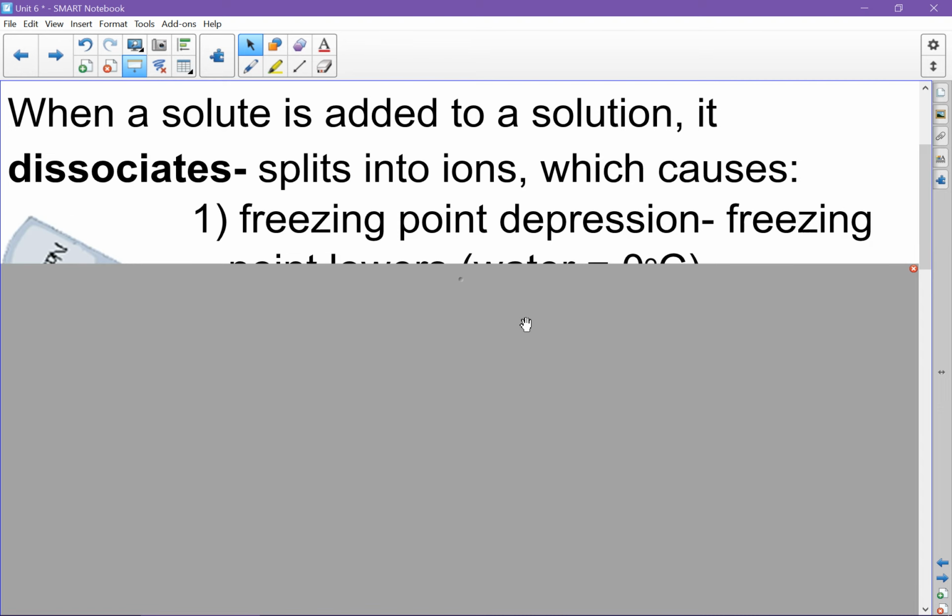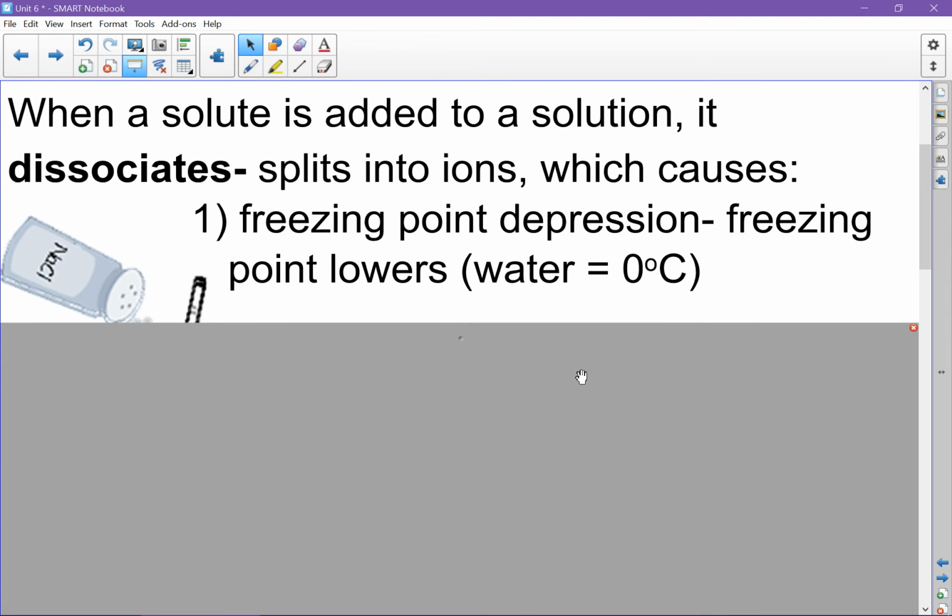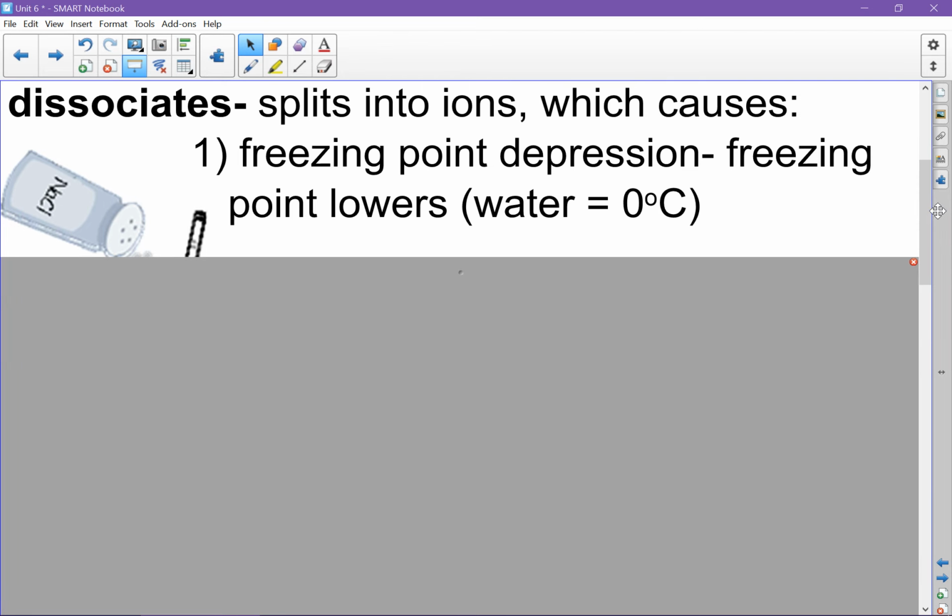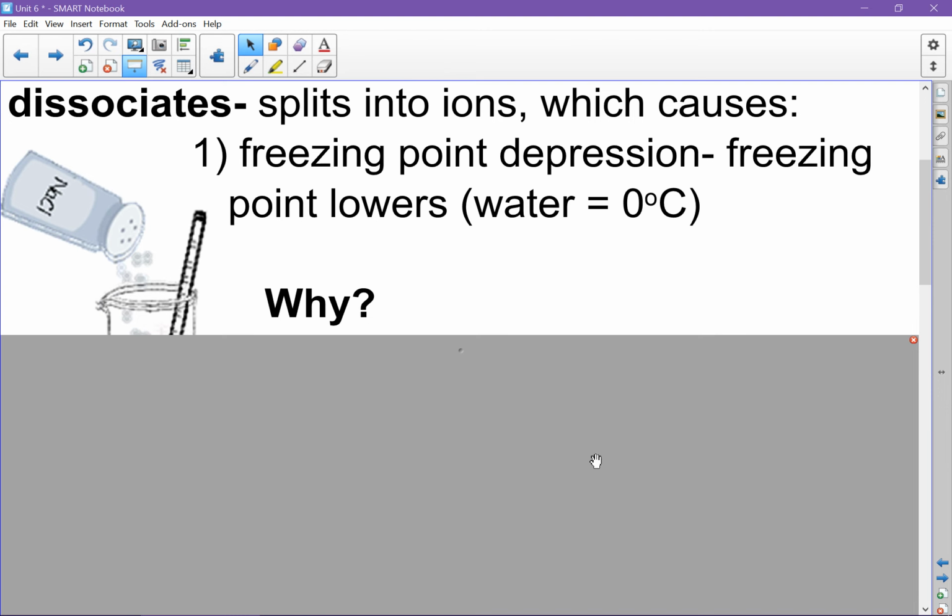You could get what's called freezing point depression. What that means is the freezing point lowers. Water normally has a freezing point of 0 degrees Celsius, but when I put salt in it, it might go down to -5 or -10 degrees Celsius. It goes lower than it normally should. The reason why is really important.